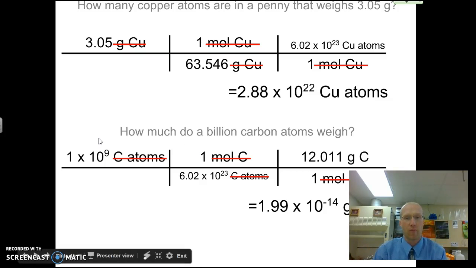I'm sorry, apparently I didn't set up the animation correctly here. So we took a mass of a solid copper penny. That's what I was going to do tomorrow if I was here with you, and we were going to try and figure out how many atoms that was. A typical penny might weigh 3.05 grams.